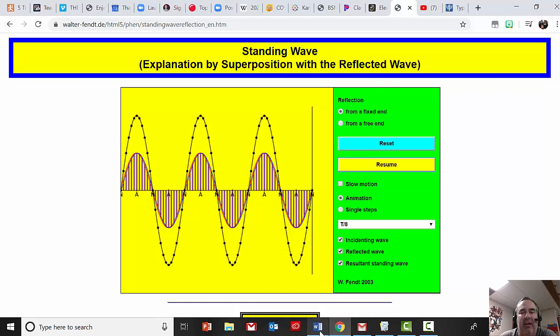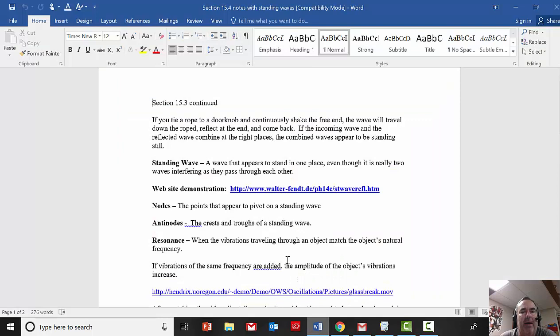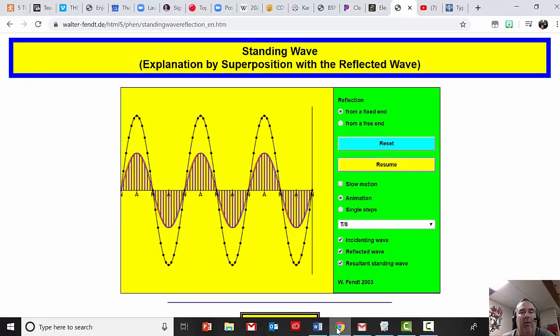Okay, so when we look at a standing wave, we need to identify a few things, and you can see some A's and N's down here. So I'm going to come back to this. Your nodes, those are just going to be the pivot points. This is where the medium actually is not moving, it's just pivoting or rotating about a single point. And then your antinodes, these are going to be those high and low points on that standing wave.